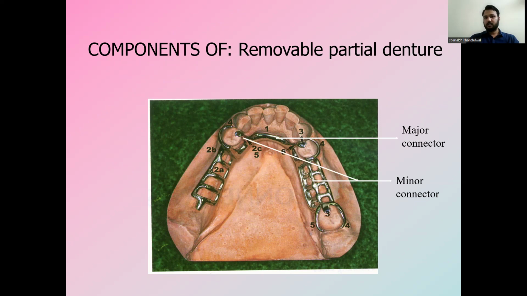Second, these are the minor connectors which connect the different parts of the cast partial denture to the major connector. Here, as you can see, the rest is connected to the major connector with the help of this minor connector, and so on. Then third is the occlusal rest. Then fourth is the direct retainer. Fifth is the reciprocal arm.